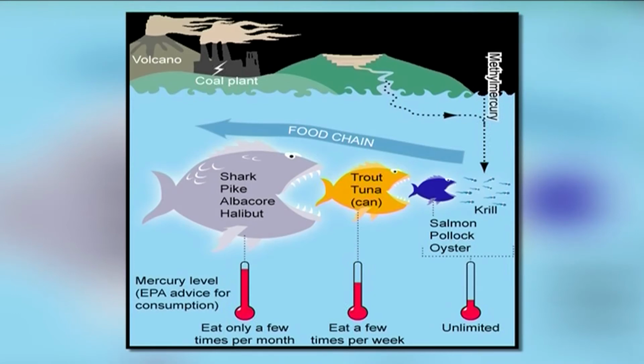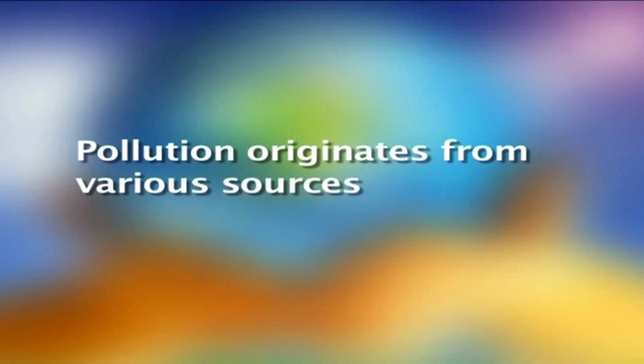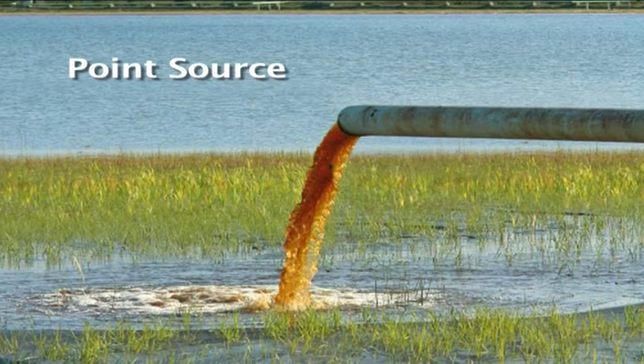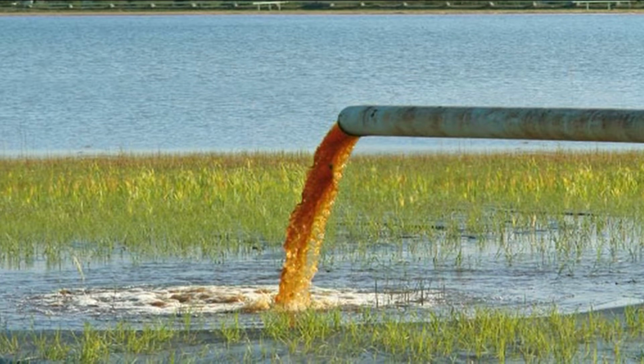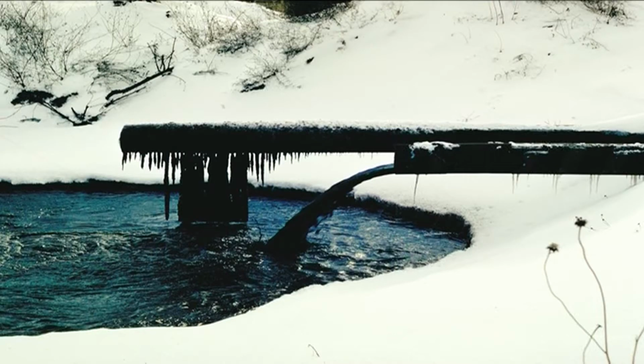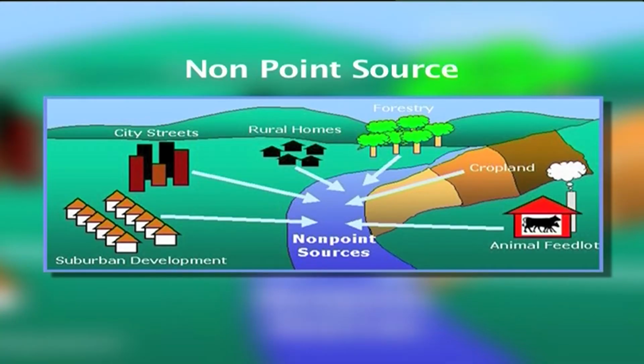Plants and animals, especially those at the top of the food chain, can contain these pollutants in harmful and lethal doses. Pollution originates from various sources. Point source: pollution comes from a specific originating point, a pipe from a factory or wastewater discharge from a treatment facility. Non-point source: pollutants mainly come from municipal and agricultural sources, but include a wide range of activities.